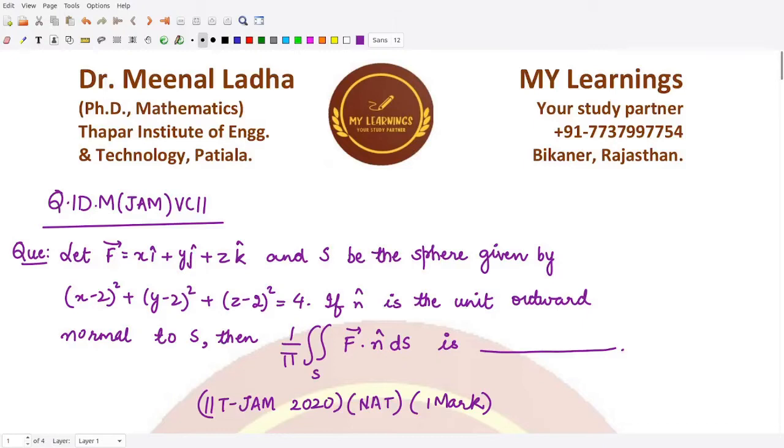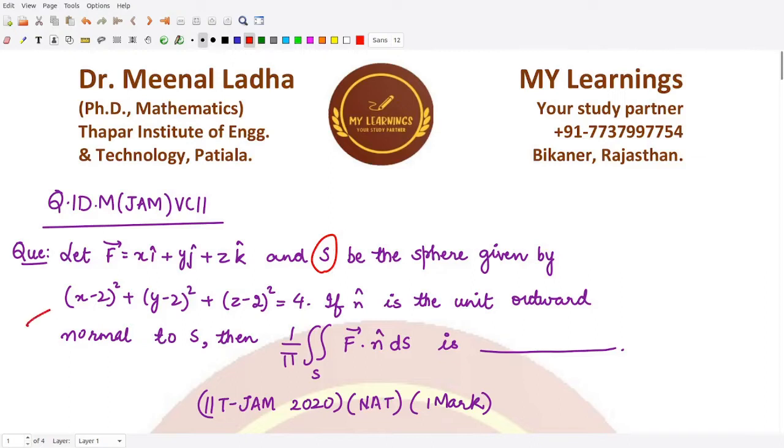In this video, we shall be solving another question from the IIT-JAM 2020 examination. This is a numerical answer type question and it is a 1 mark question. Here in this question, you are given some vector f which is xi cap plus yj cap plus zk cap, and S is given to be some sphere whose equation is this one.